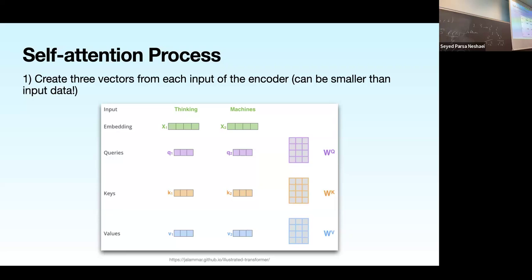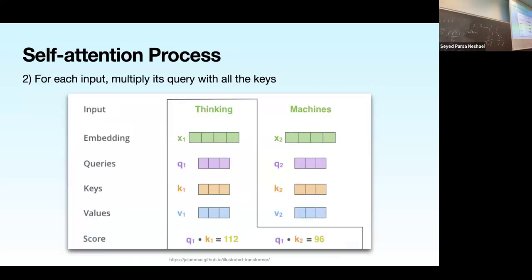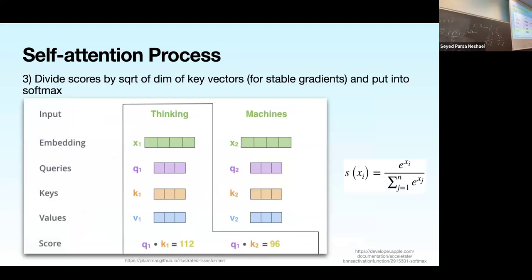So, all right. Perfect. To recap, we created the three vectors by the matrices. For each input, we multiplied the query with all the keys to get the scores. Then we normalize the scores by dividing them by the square root of the dimension of the key vectors. We usually do this for more stable optimization.